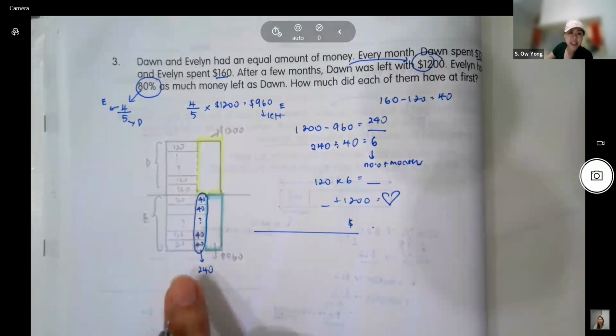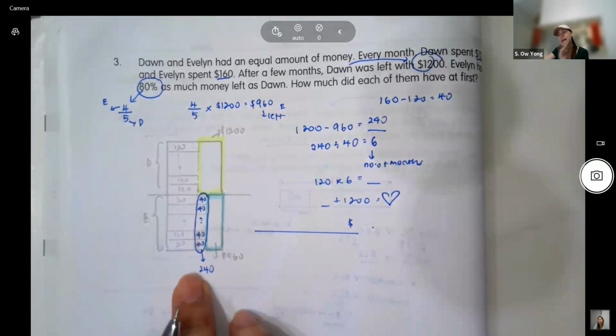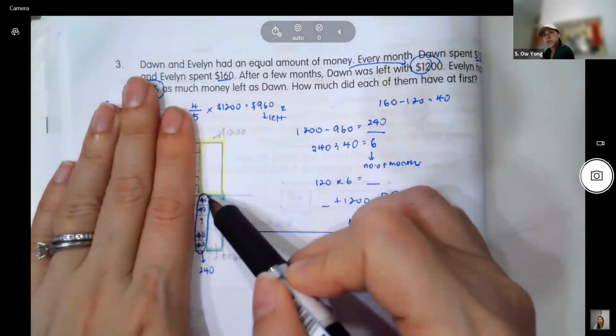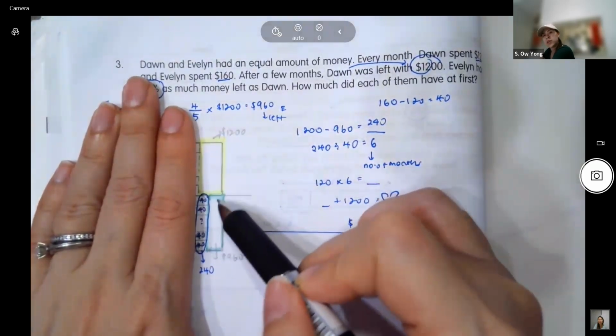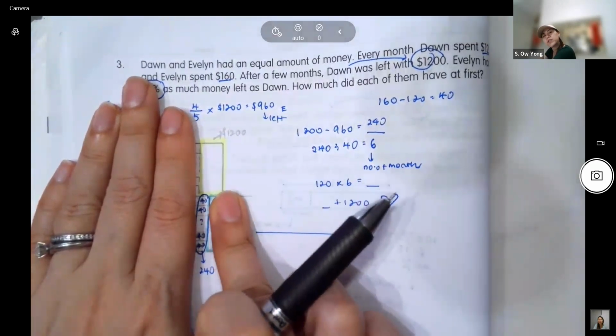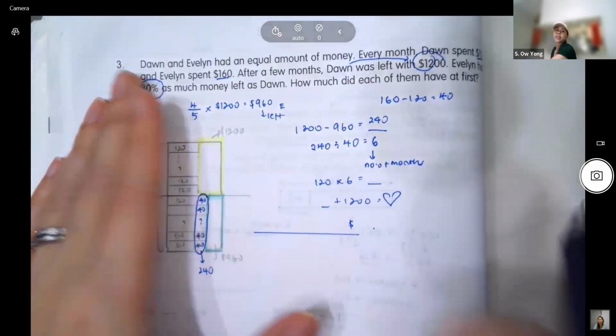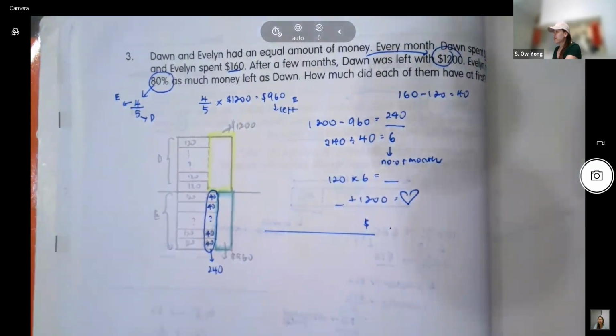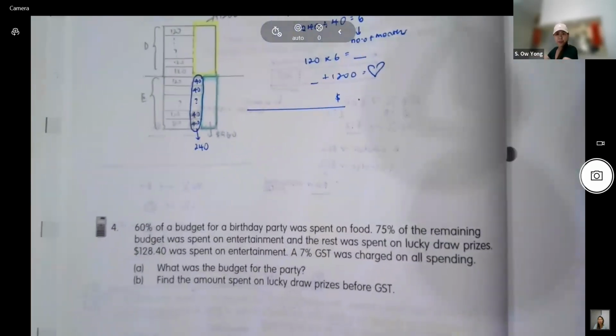What is important is this model, that you need to understand that actually the yellow portion is equivalent here. So once you take the 1,200 minus away 960, you'll be asking yourself, how many groups of 40 are there? Then you divide. All right, with that, let's move on to question 4. You may pause and take down and solve it before we move to question 4.